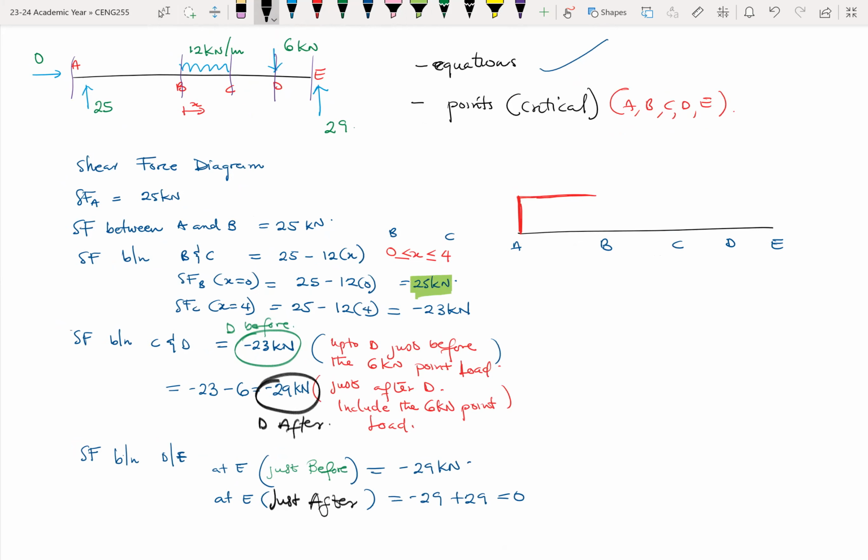Then at C, it goes to negative, oops. At C, it goes to negative 25. Okay. So it is 25 at B, and at C, it goes to negative 25, which means that you have to draw a line to join these 2 points. Okay. A straight line. Well, mine doesn't look straight, but okay.